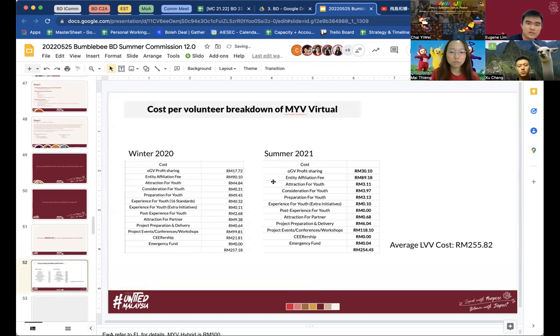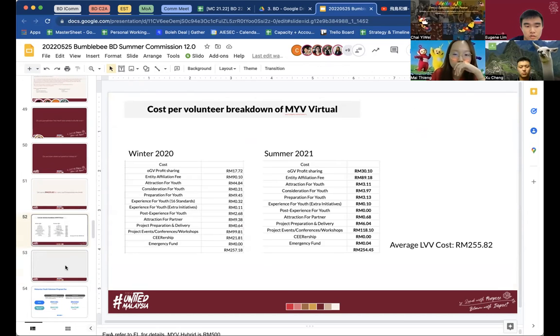Here's the cost per volunteer breakdown for the MYV virtual that I got from Celine. You guys can go through the amount yourself. This is just for you to understand that your product actually costs money, and where we spend the money. But when you're explaining to a partner, you don't need to show this. This is more on the internal side of things. Just refer back to it in terms of the things that you would normally speak about in more external-friendly language.